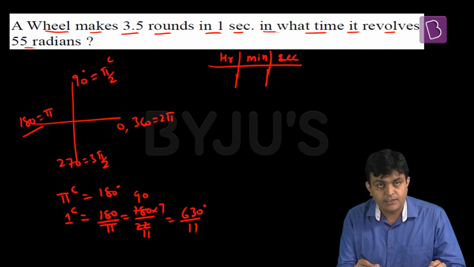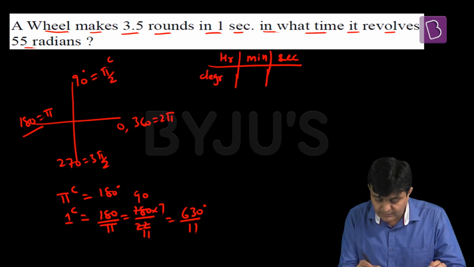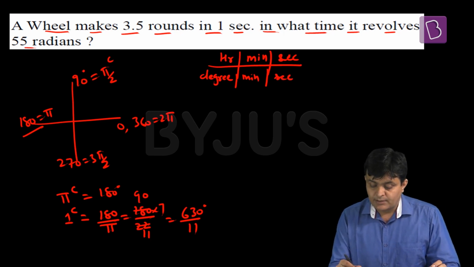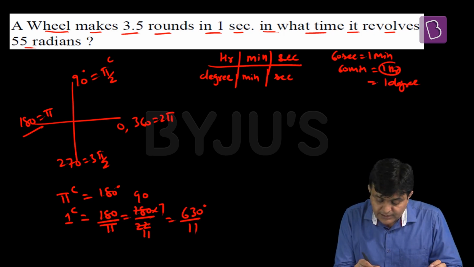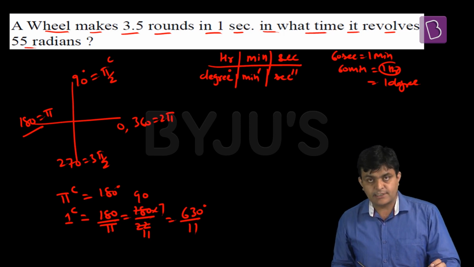Similar to this one, in angle, hour is degree, minute is minute and second is second, and the same unit as well. 60 seconds is equal to 1 minute. 60 minutes is equal to 1 hour. Here, not hour, 1 degree. We know degree by a small 0, minute by a single dash, second by a double dash. So please take care of this.